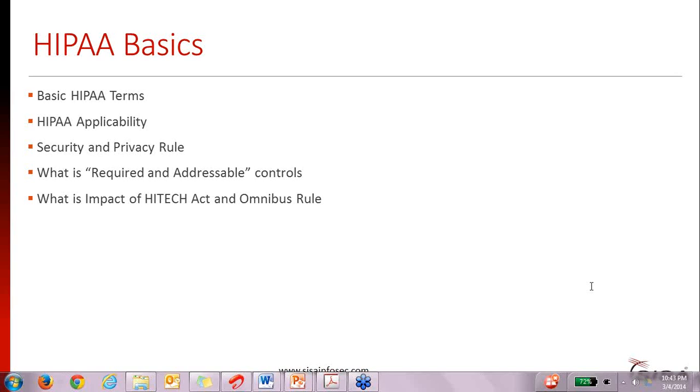Similarly, if a business associate realizes that this compliance is not being met by their associated CE, they can report it to HHS, the Department of Health and Human Services of the US. So now they can report these issues directly to HHS. And definitely the HITECH Act and Omnibus Rule have had a greater impact on the penalties and civil liabilities of CEs and BAs.